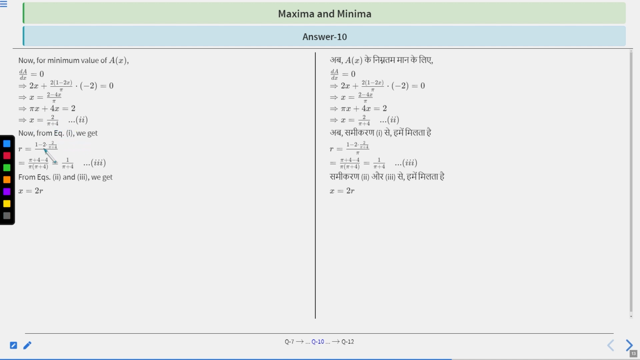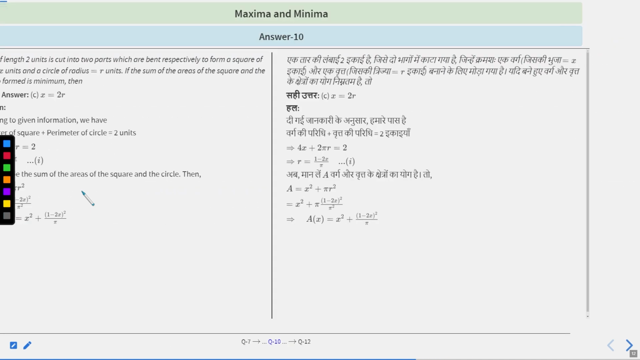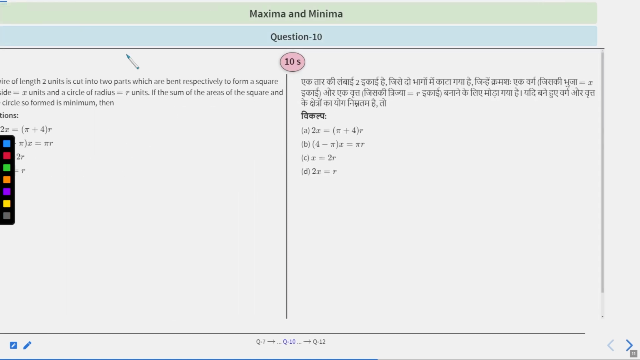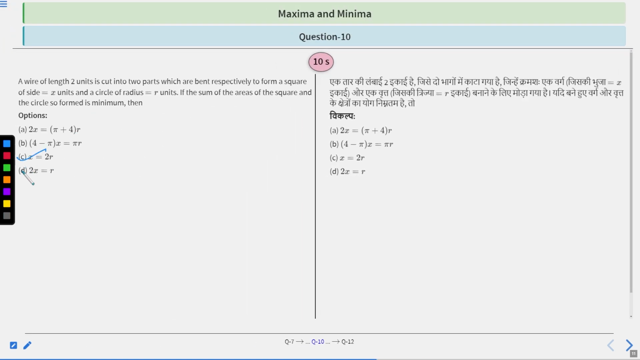Now, from equation 1, we get r is equal to 1 minus 2 upon π plus 4. Therefore, r is equal to (π plus 4 minus 4) upon π into (π plus 4), which is equal to 1 upon π plus 4. Now, from equations 2 and 3, we get x is equal to 2r. So, option C is the right choice. x is equal to 2r. Got it?